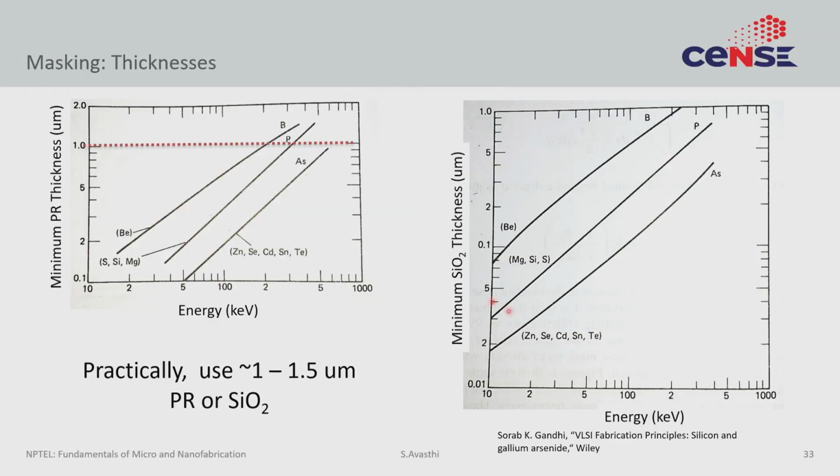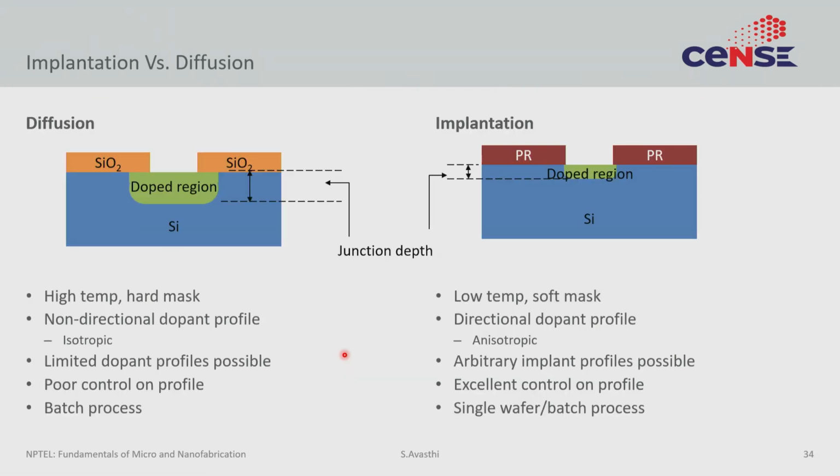So here is the minimum silicon dioxide thickness and here is the minimum photoresist thickness. With that, let me end by comparing these two processes that we have discussed for creating dopants.